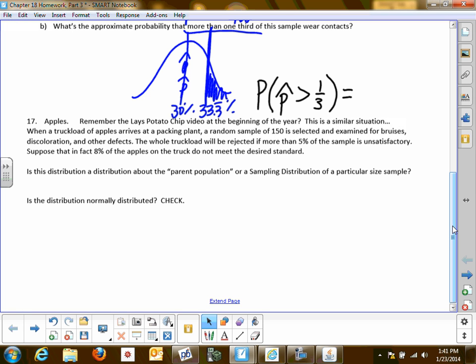So look at this. This is a truckload of apples, instead of potatoes, arriving at the packing plant. They do have a random sample of 150. I'm like, 150 what? Apples? 150 pounds of apples? I'm not liking that it doesn't have a unit, but here we go. Whatever 150 is selected and examined for bruises, discoloration, and other defects, the whole truckload is going to be rejected if more than 5% of the sample is unsatisfactory.